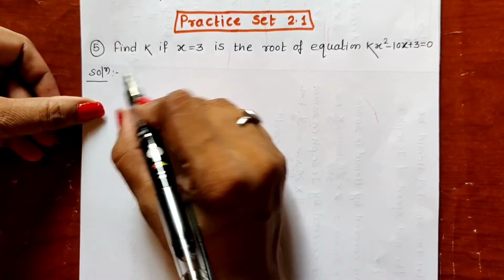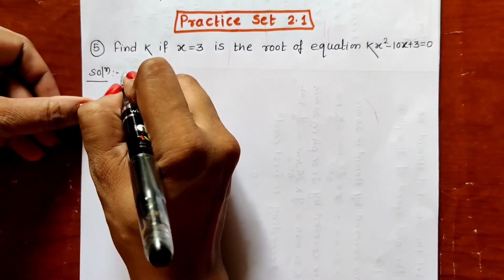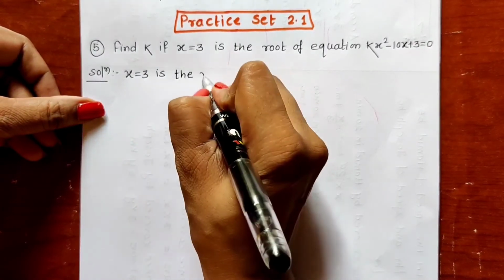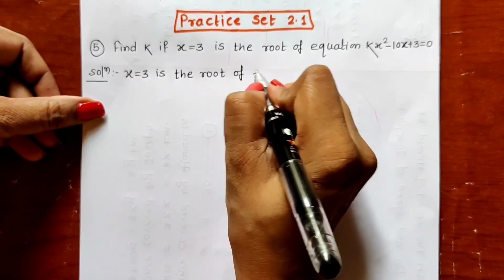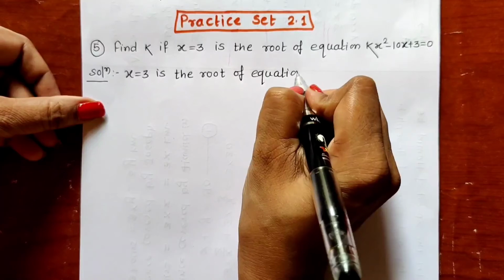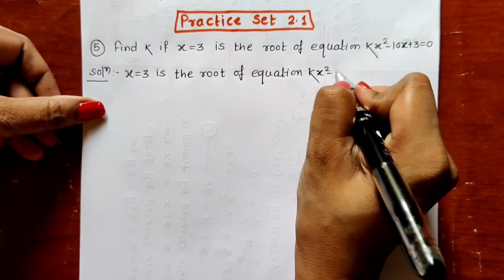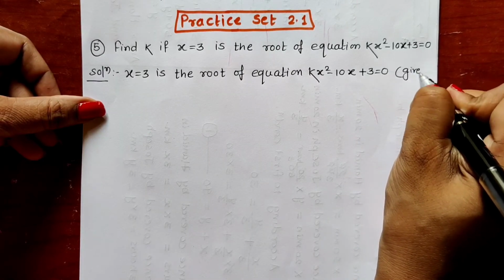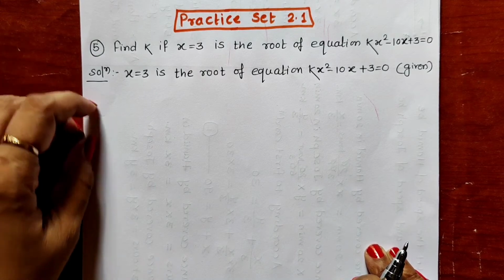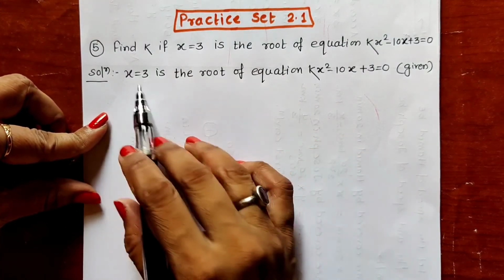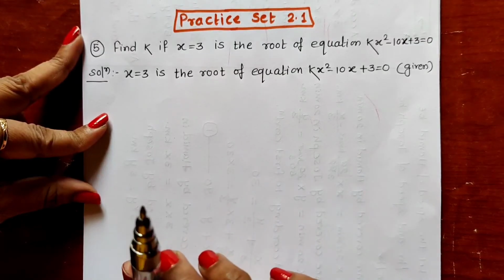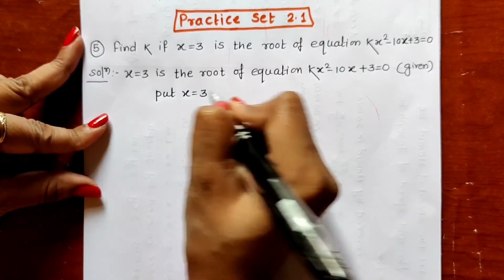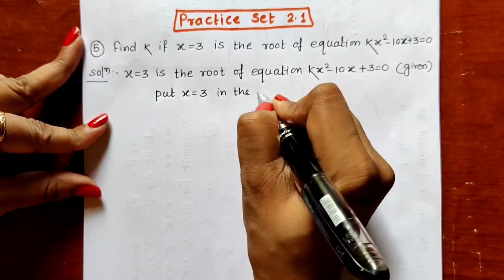We will start the solution with this sentence. X is equal to 3 is the root of equation kx square minus 10x plus 3 is equal to 0. This is given to us in the question. So if you want, you can write in the bracket given. That means what? We will have to put x is equal to 3 in the equation and we will get the value for k. So we write put x is equal to 3 in the equation.